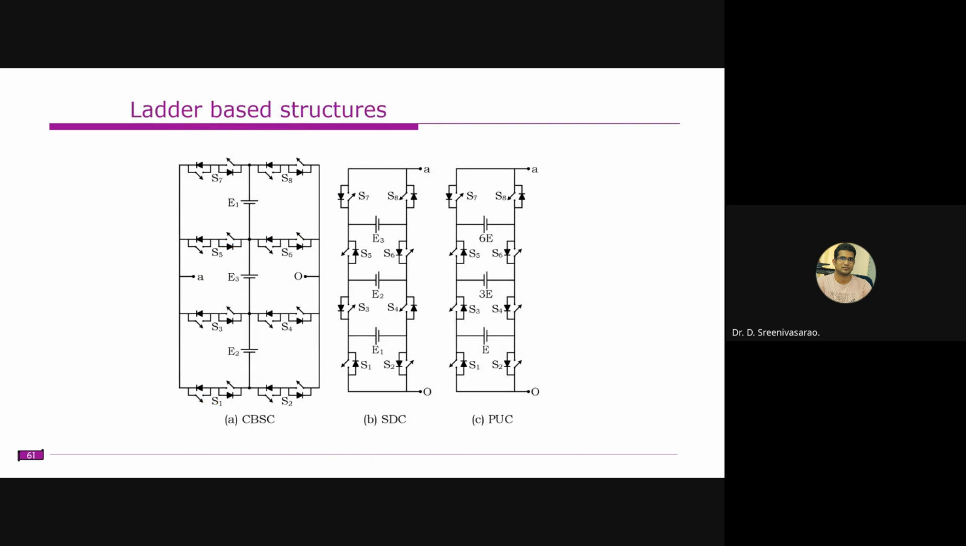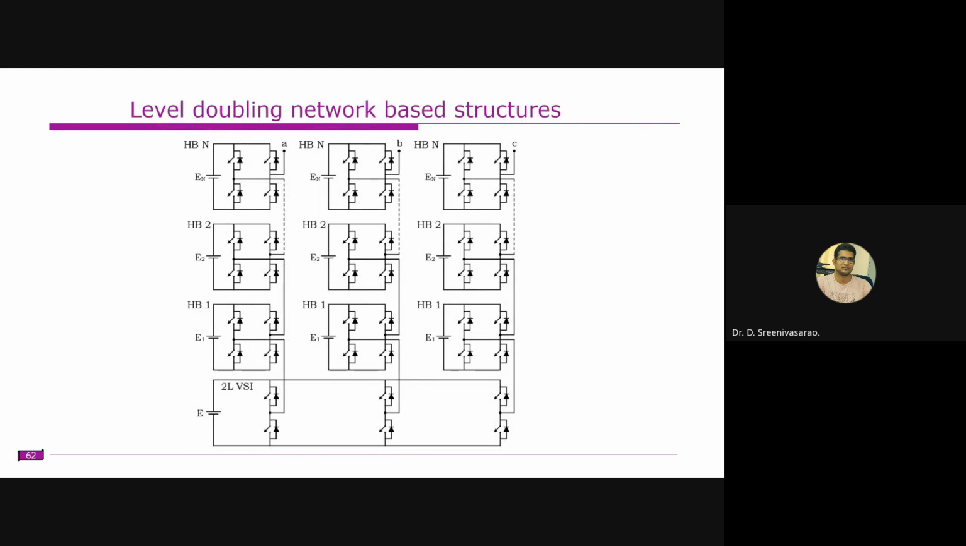Another one is the ladder-based structures. This looks like a ladder-based structure. We can move like this, like this, like this. To obtain the number of levels, for example, you can move like this. So these are the ladder-based structures. Right. The next one is the level doubling networks. Here we have a two level inverter, and we have a cascade H bridge inverter. So this is two level, and this is the cascade H bridge inverter. So we have coupled these two networks. Right.